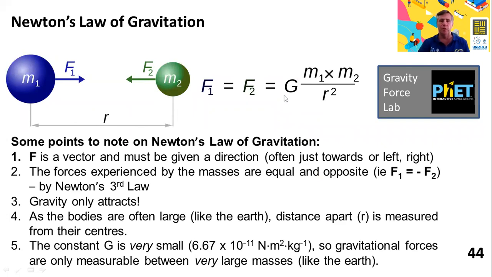Then finally, the constant, big G, the universal gravitational constant, is very small, 6 times 10 to the minus 11. So gravitational forces are only measurable between very large masses. So you might like someone and be attracted to them, but I want to tell you the gravitational force between you is insignificant.